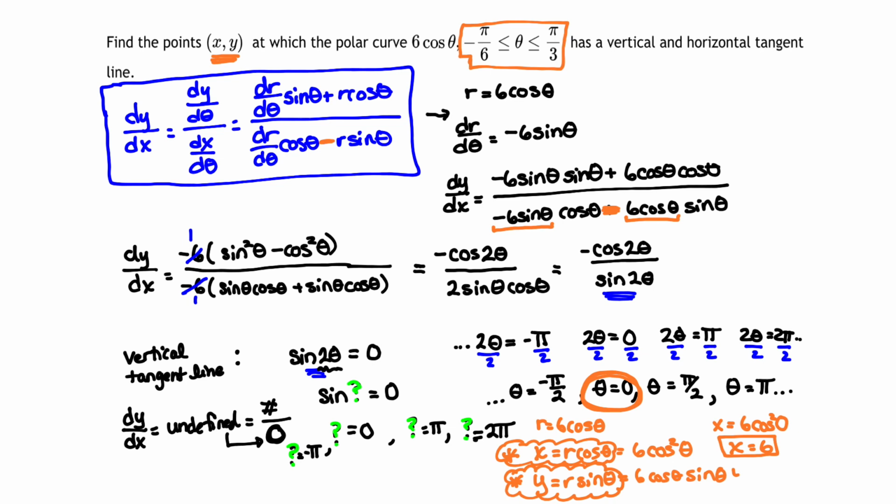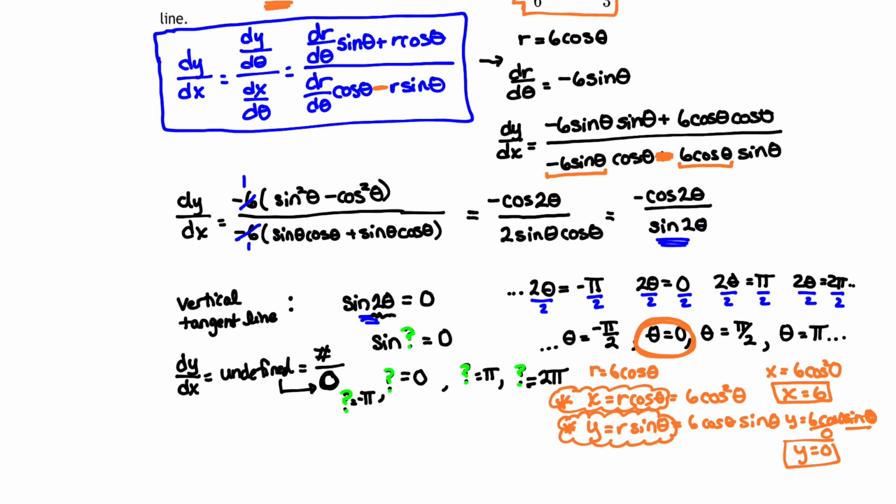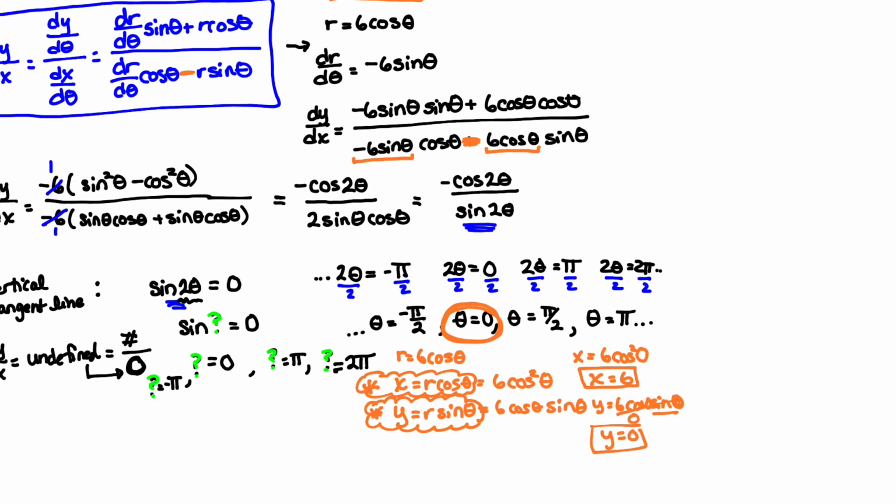And the y value is simply going to be 6 times the cosine of 0 times the sine of 0. I'm running out of space here. The sine of 0 is just 0, and so that means y is 0. And so for the first part of our problem, we would have a vertical tangent line specifically at the point (6, 0): 6 for x, 0 for y. And this is where we have a vertical tangent.